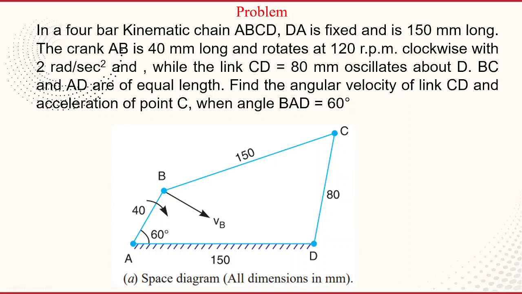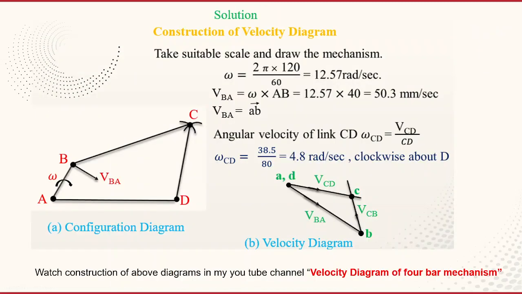Find the angular velocity of the link CD and acceleration of point C when angle BAD is equal to 60 degrees. So this diagram is given. Now we want to first construct the velocity diagram, and after getting the velocity diagram, we are going to construct the acceleration diagram.